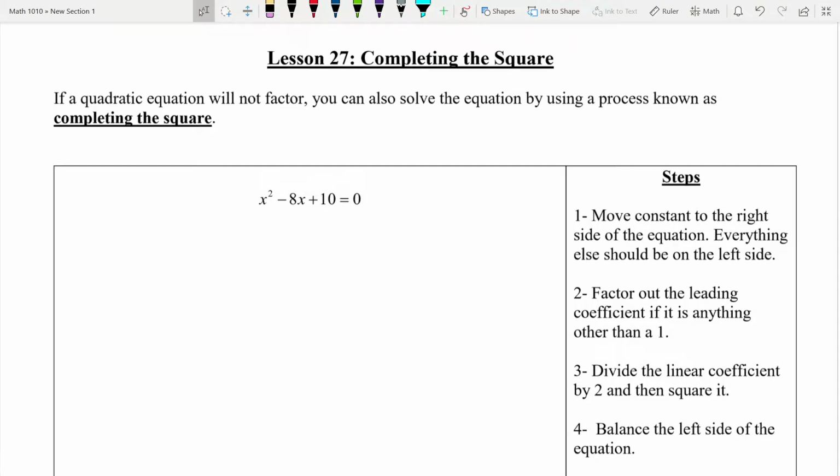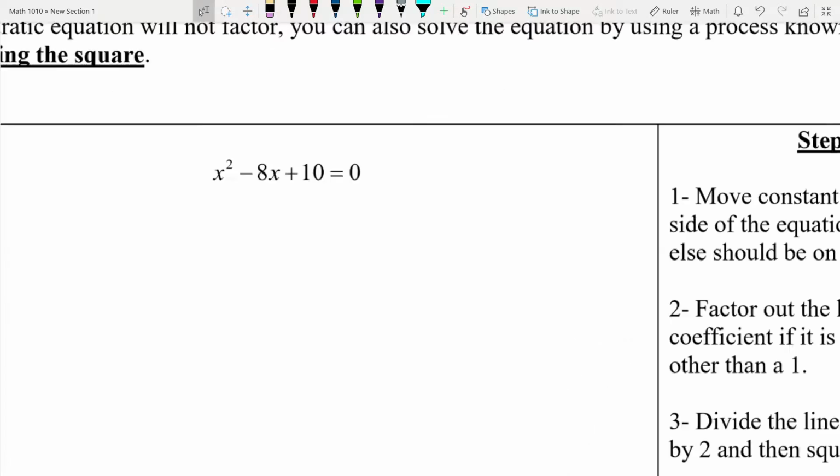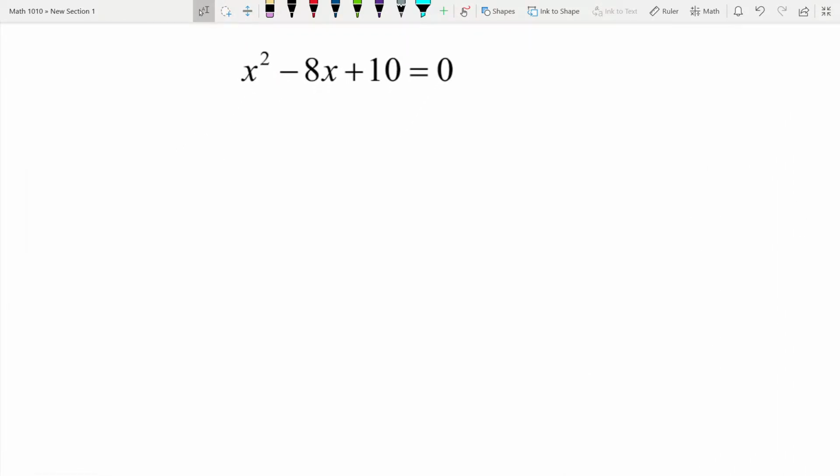Okay, so this is lesson 27. What I want you to do right now, guys, is just kick back and watch for a second. You don't have to write any of this down. Let's say you were taking quiz 4, which is coming up, and they asked you to solve this.